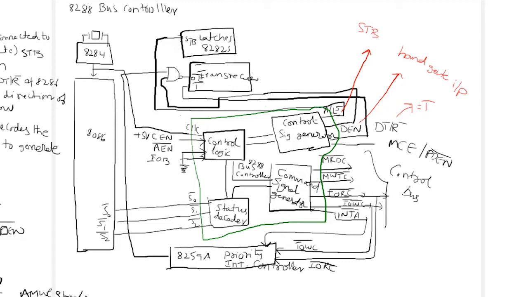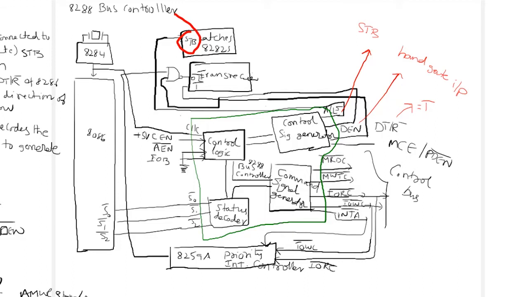The generated ALE signal is connected to the strobe signal, and DEN is connected to one of the inputs of the NAND gate, and DT/R bar is connected to the T pin of the transceivers. So the latches and transceivers are connected via this control signal generator.